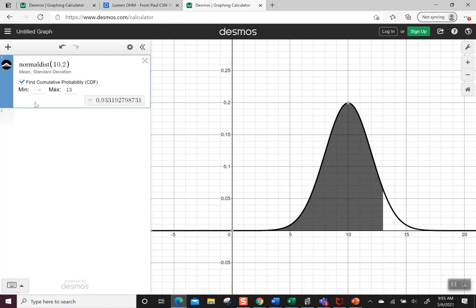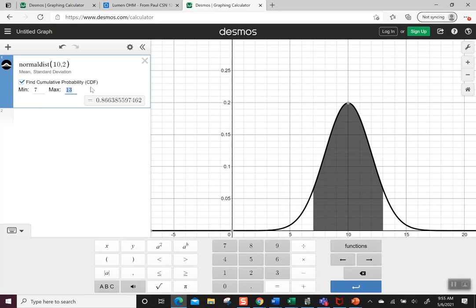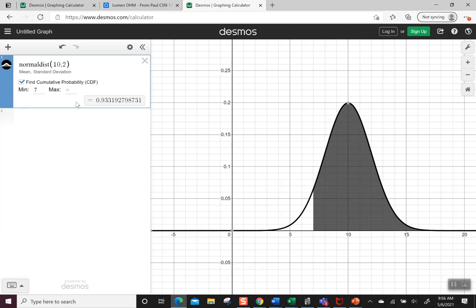Maybe I want to know what percent of this normal distribution is higher than 7. Okay, so let's say higher than 7 means 7 is the smallest. I take the 13 away, it will be replaced with an infinity, and it says, oh, look, 0.9332 is bigger than 7. So again, I didn't have to say 7 minus 10 over 2, no transition from normal to standard normal. Desmos is doing that for you. So this should be really easy, it should be really quick. The only thing you have to do is to remember to put in your mean and your standard deviation, and make sure you put in the values you want as the max and the min.